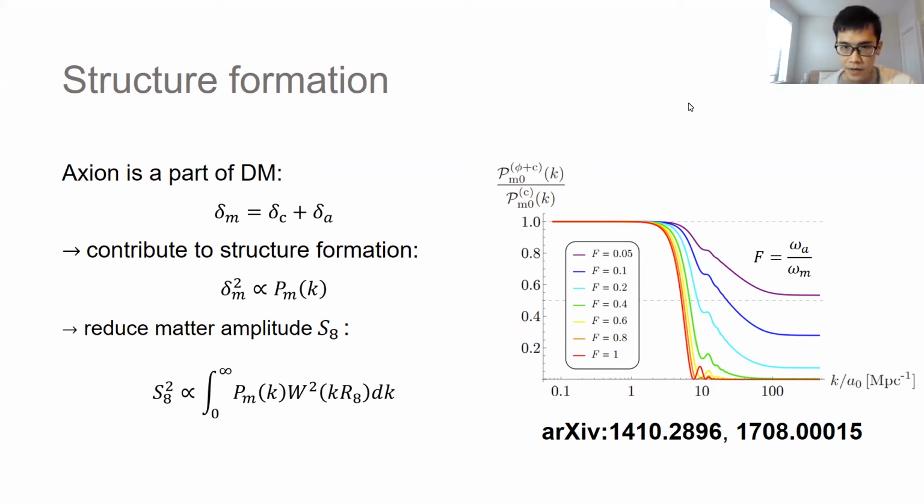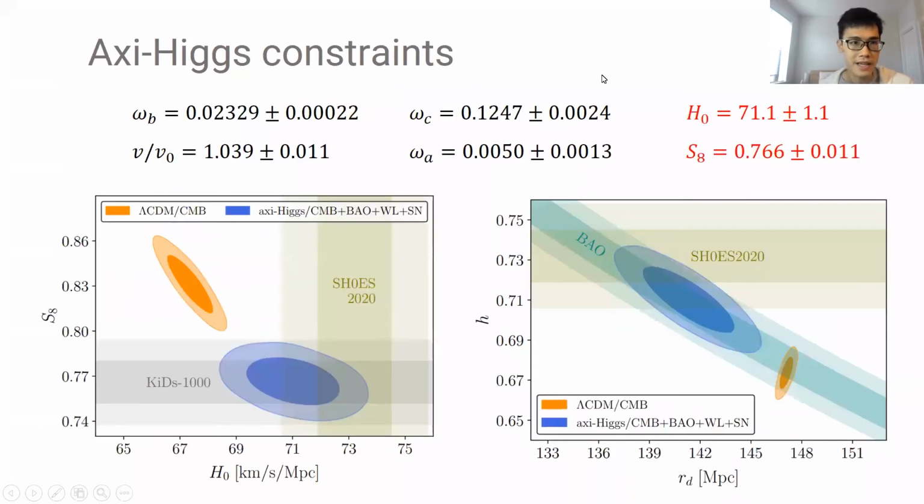And this is the key point to resolve the S8 tension, because actually the suppression of the matter power spectrum also suppresses S8. So finally, we will come up with this constraint from the Axi-Higgs model.